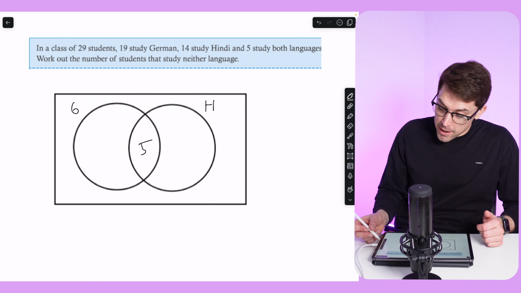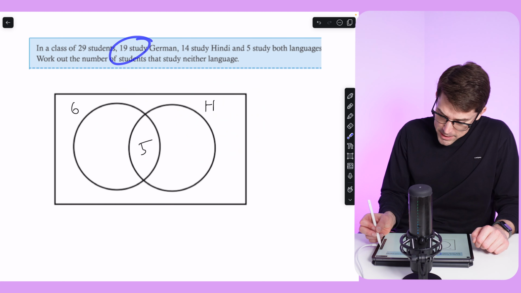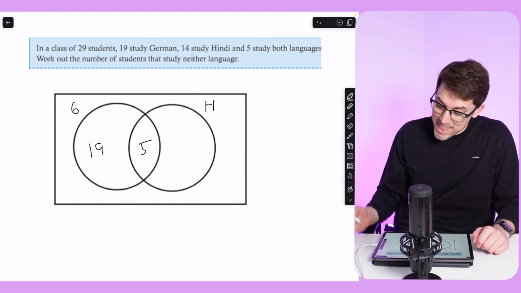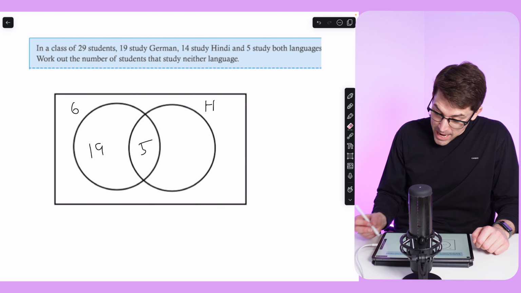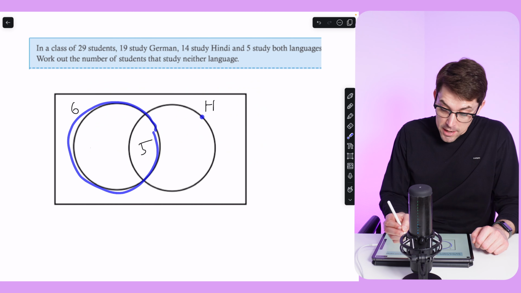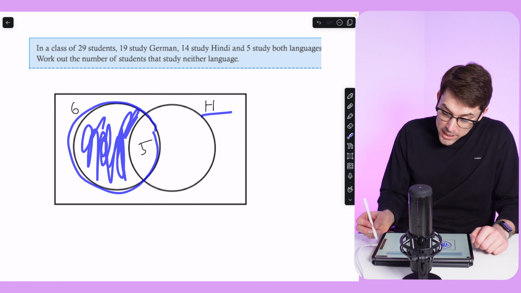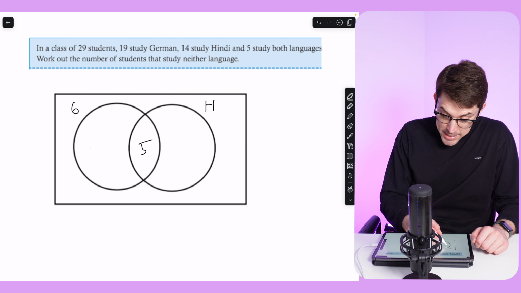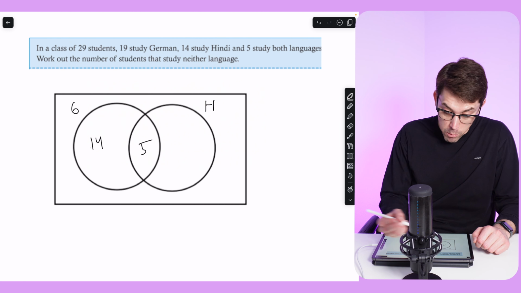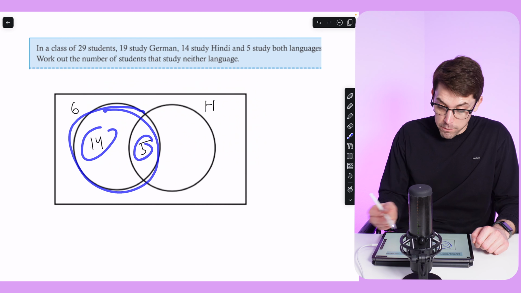I know that 5 study both languages, and it's always really helpful to start here because I'm going to have 5. Now, the most common mistake that I see students make is that they'll put 19 in for studying German. This isn't true because 19 kids in total study German, and 5 of them happen to study Hindi, which means that this area right here, which is German and only German, must actually be 19 minus 5, which would give me 14. So that way I would have 14 and 5, 19 in total for German.